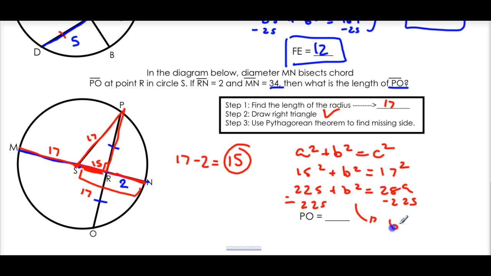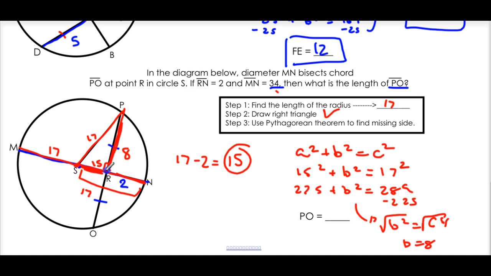Bring this stuff down. I get b squared is equal to 64. Take the square root of both sides and I get b is equal to 8. And how about that? I know that my missing side is 8. Oh, but I just made the mistake, I, the math teacher. This is not 8. Oh my God, I'm so stupid.